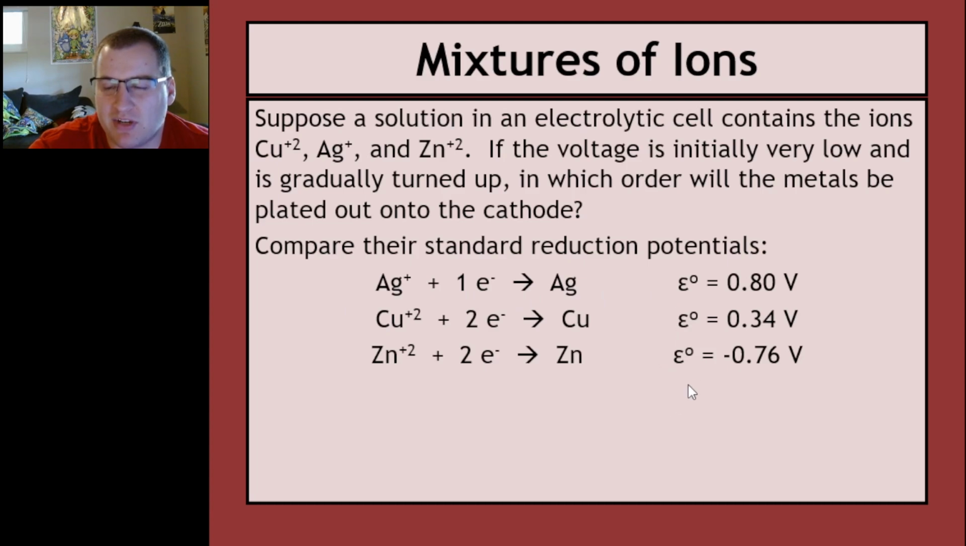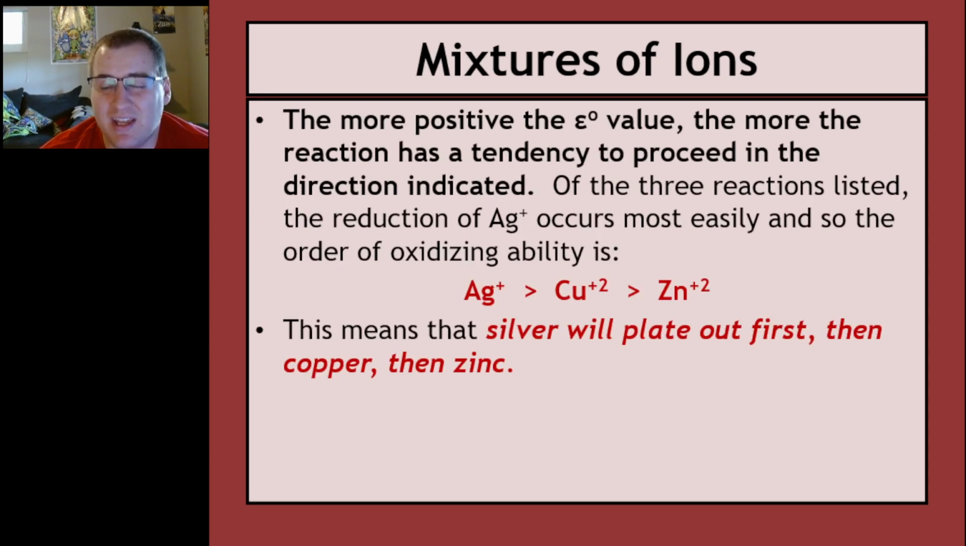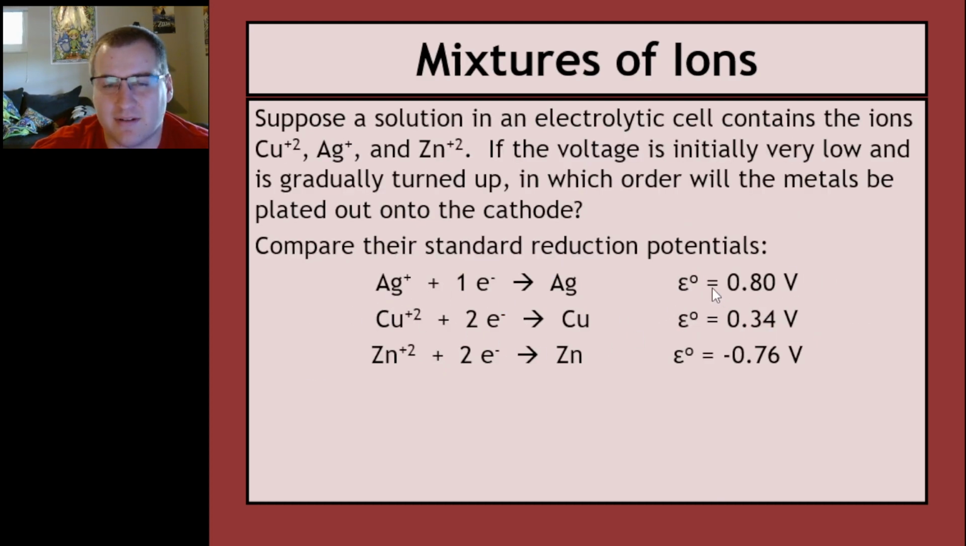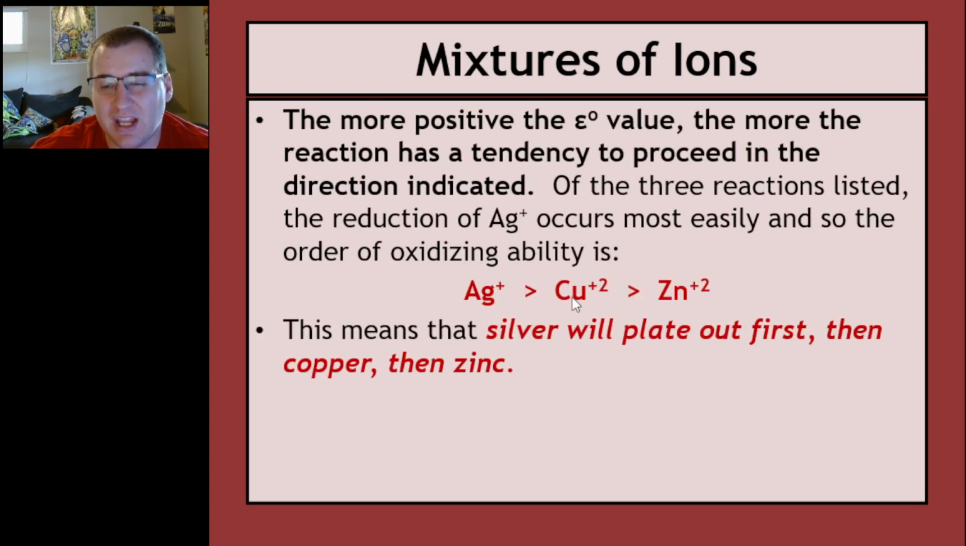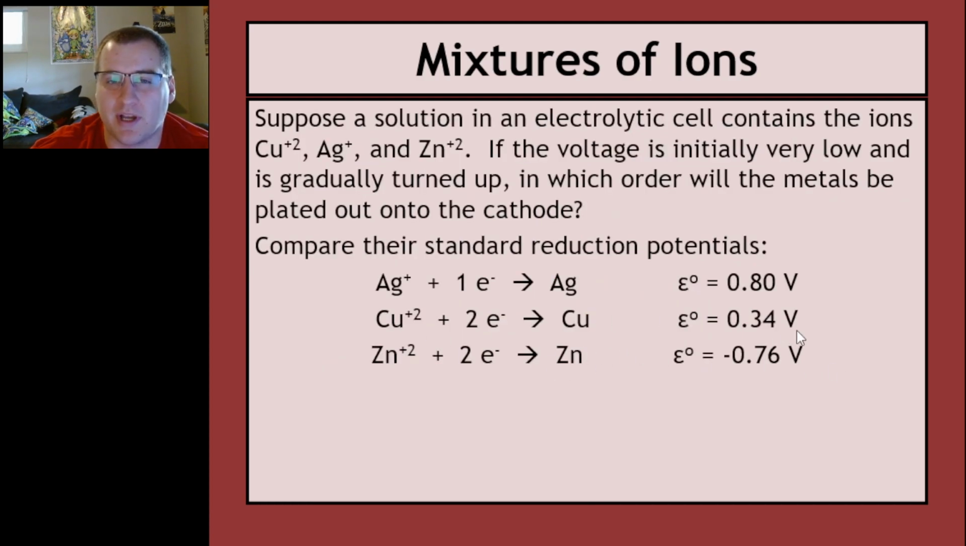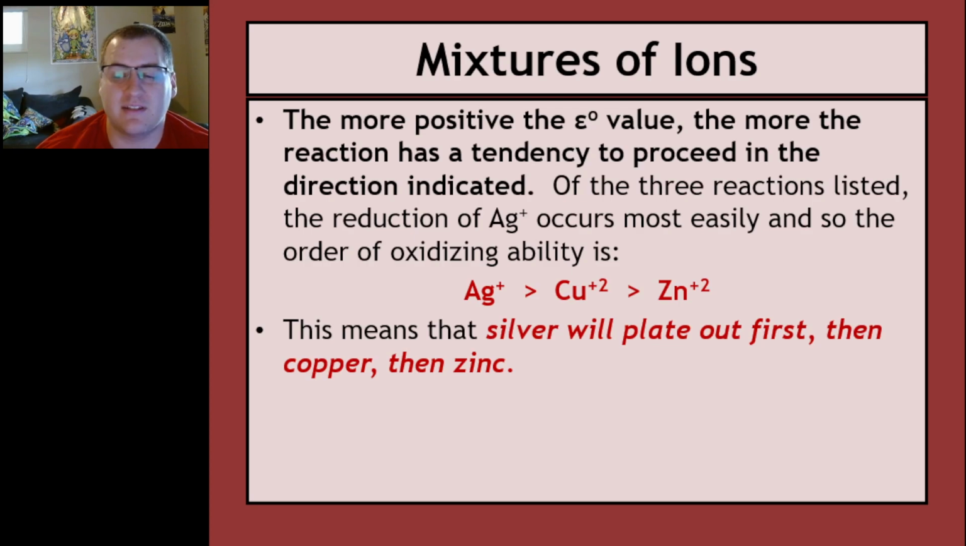Okay, we look at all the reduction potentials here. See, silver is the highest, copper's next, zinc is lowest. So keep that in mind. The more positive the cell potential value, or the half reaction potential value, the more the reaction has a tendency to proceed in the direction indicated. Of the 3 reactions listed, the reduction of Ag plus occurs most easily. Ag plus had the highest number, so it's going to plate out first. Copper's in the middle, Cu2 plus, and then zinc 2 plus at the end because it has the lowest reduction potential. That's the order that they would plate out in. Silver will plate out first, then copper, then zinc. Okay, that's just a little bonus question for you.